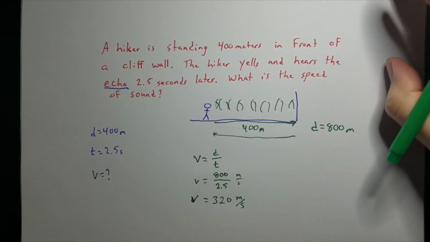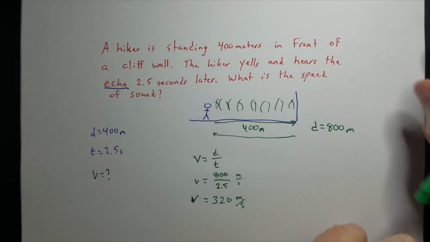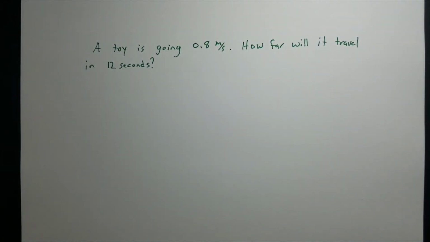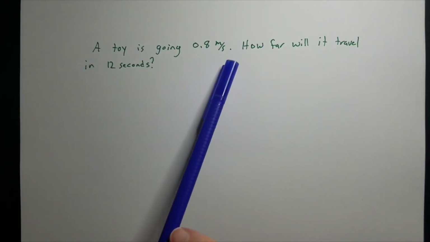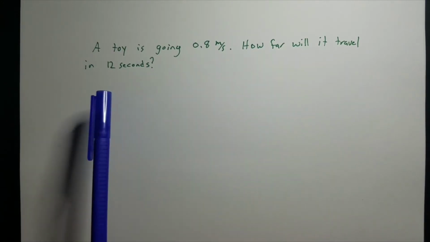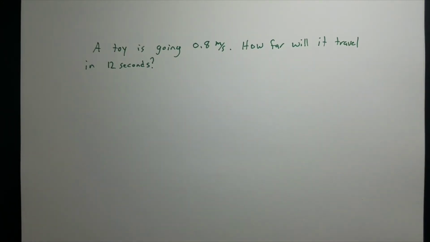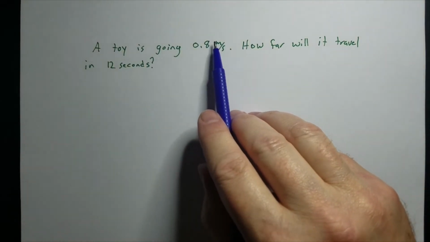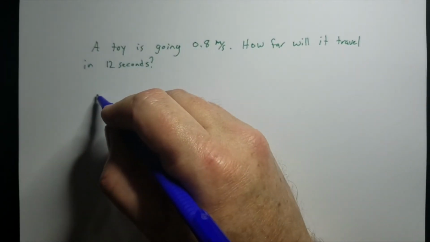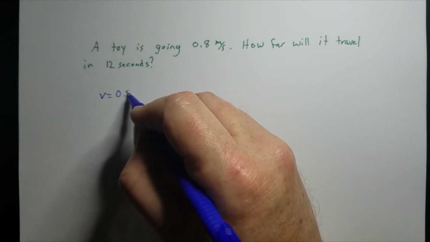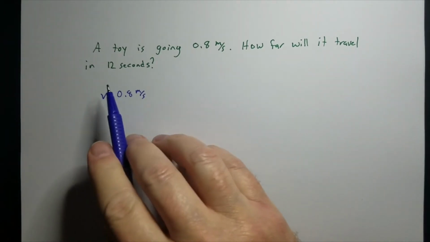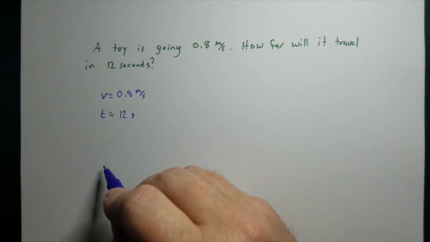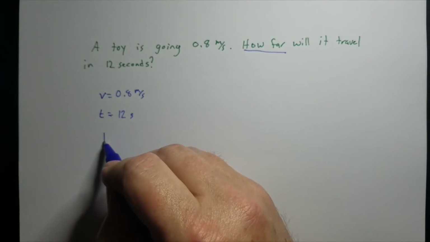Well, we can solve for something else besides just velocity. We've got a couple other variables that we can use. So let's take a look at this one. We've got a toy going 0.8 meters per second, and we're asked how far it will go in 12 seconds. So in this case, again, look at the units, they'll tell you where things go. 0.8 meters per second is a unit for velocity or speed. And again, we have a time of 12 seconds. And we're asked for how far. So in this case, we want distance.